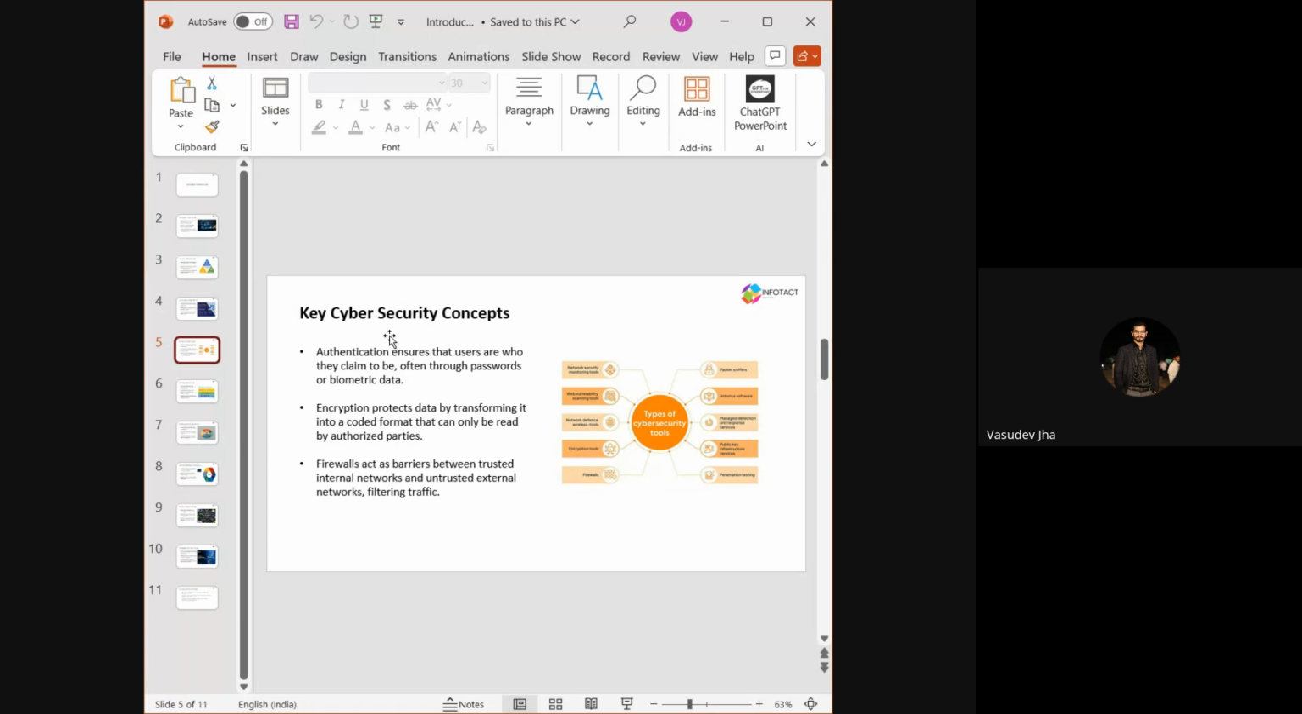Here we have some points like authentication. We all know that authentication is a process that ensures the user is who they claim to be, often through a password or biometric. Then we have different kinds of encryption. It protects the data, whether the data is at rest or in motion. Basically, in encryption we are converting the format of data. Then we have firewalls, which are a network security device.